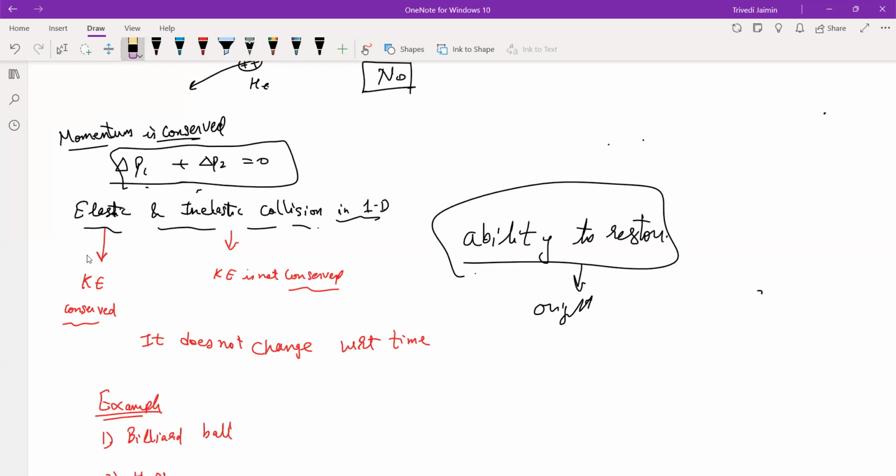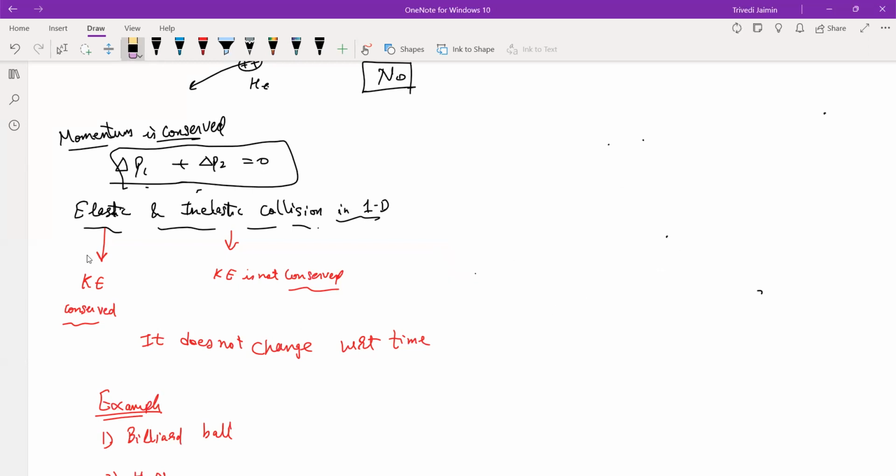Now, inelastic means it doesn't have the ability to restore. That is inability. Yes.